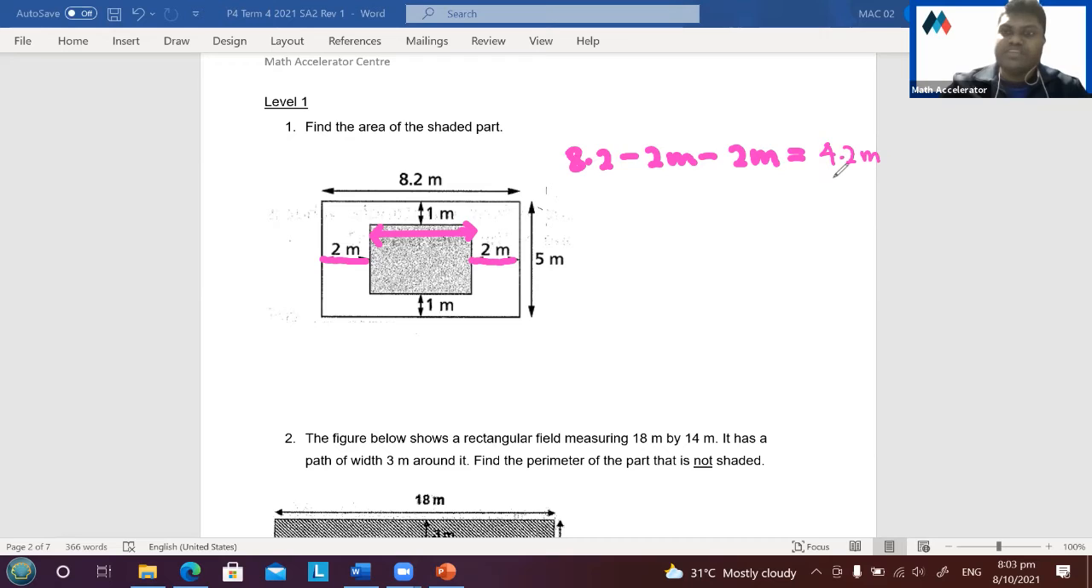For those of you who got this wrong early on in the chat, now it's your time to redeem yourself. What is the length of this part here? Or rather, what is the breadth over here? Type in the chat. Very good, so now you have all rectified your mistakes. 5 meters minus 1 meter minus 1 meter. So this will give you 3 meters.